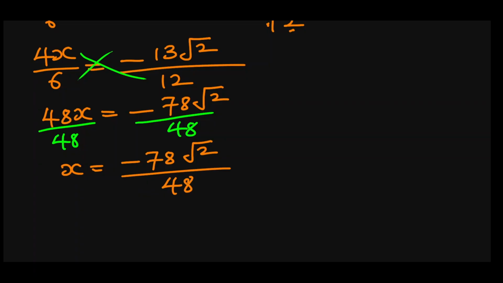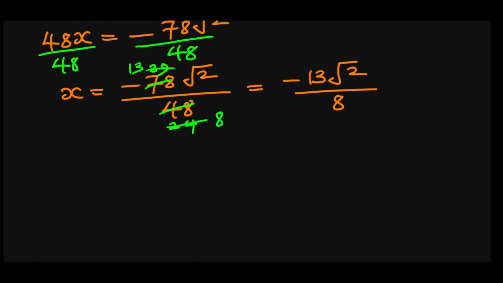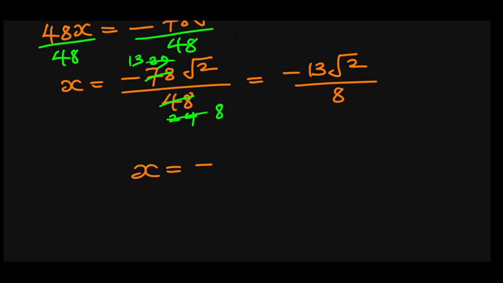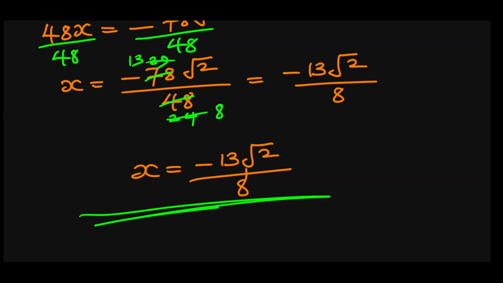So the numbers up and down are even numbers, so we know that 2 can divide them. 2 into 78 will give us 39. Then 2 into 48 gives us 24. 3 can still divide. So 3 into 39 gives us 13, and 3 into 24 gives us 8. So that means what we have here is minus 13 root 2 over 8. So the answer is x is equal to minus 13 root 2 over 8, and that becomes the final answer.